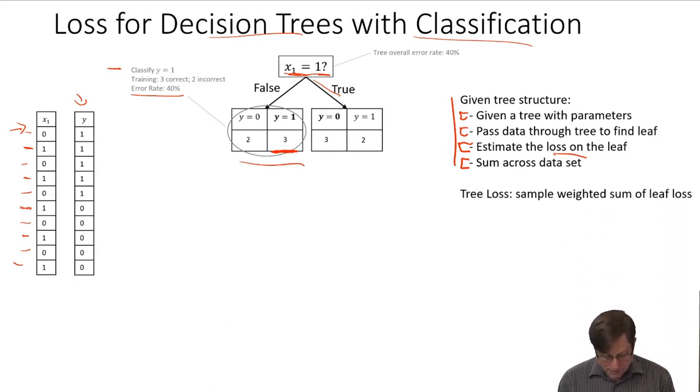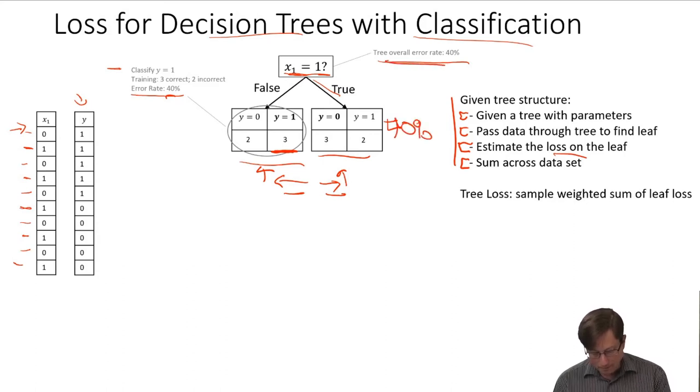And then if you do the same thing on the other side, the overall tree's error rate, if we were using accuracy or error rate as the loss function, would be 40% because each leaf has a 40% error rate, and half of the training data was there and half of the training data was there. So when you do the weighted sum of 50% times 40% error rate plus 50% of the data with the 40% error rate that you're getting here, that weighted sum says, hey, the overall tree's weighted error rate on the training data is 40%.